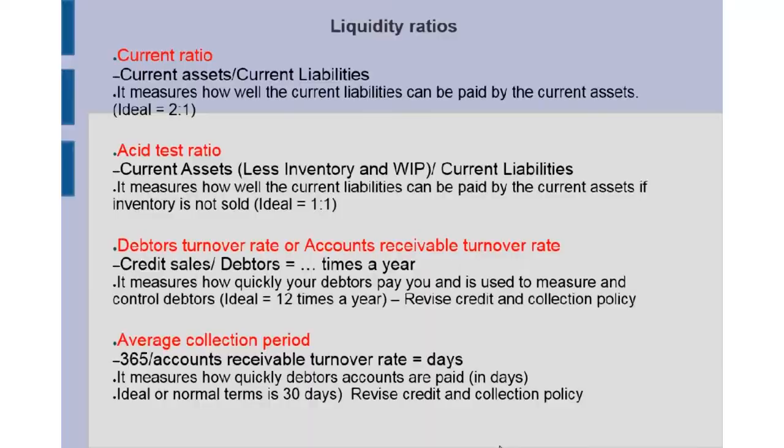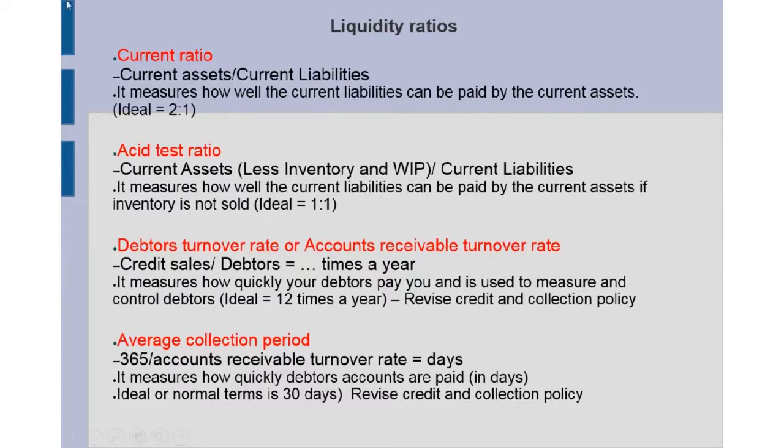Right, if we look at the liquidity ratios, that's now to do with the cash on hand or cash available. The first one, we're going to look at the current ratio. So we're going to take the business's current assets divided by current liabilities and see what that answer is. We need to know what it measures. So it measures how well the current liabilities can be paid by the current assets.